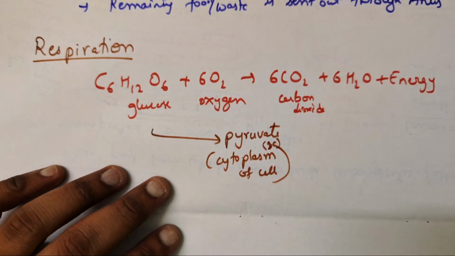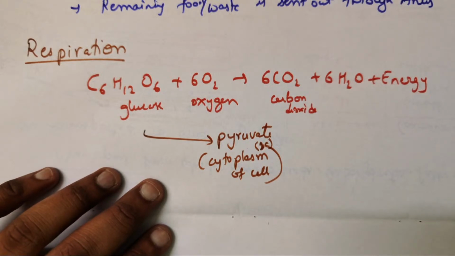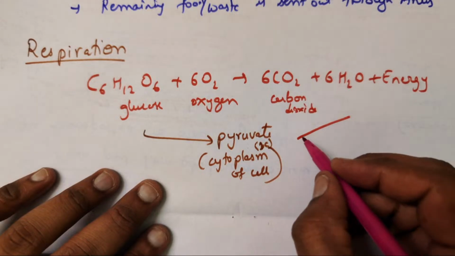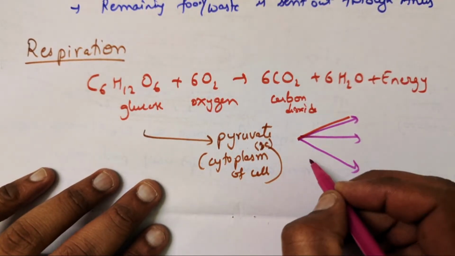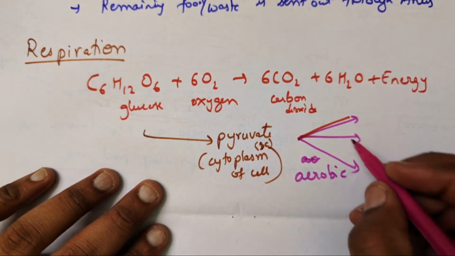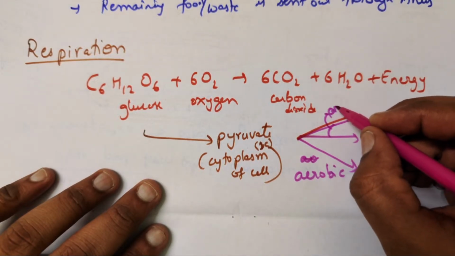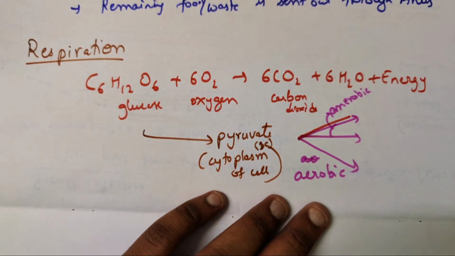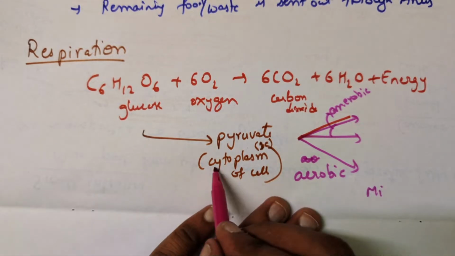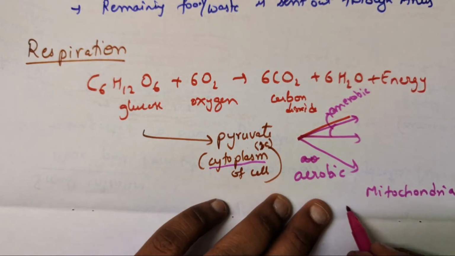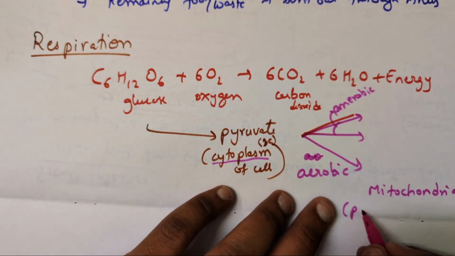And from here we have 3 different kinds of respiration, of which one is aerobic and the other 2 are anaerobic. Anaerobic means in the absence of oxygen, and aerobic means in the presence of oxygen. Aerobic respiration happens in the mitochondria, whereas anaerobic happens in the cytoplasm. So mitochondria is nothing but the powerhouse, also called the powerhouse of the cell.